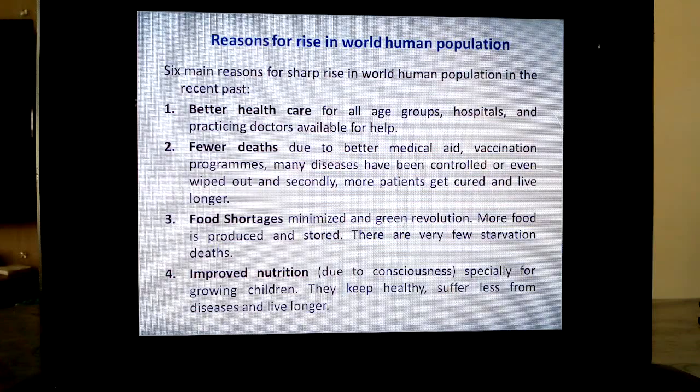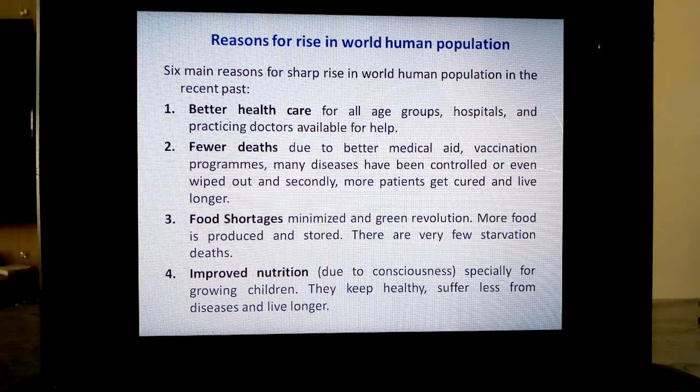Fewer deaths due to better medical aid and vaccination programs. Many diseases have been controlled or even wiped out. And secondly, more patients get cured and live longer. That is why the old age population is more, children, in China and India.